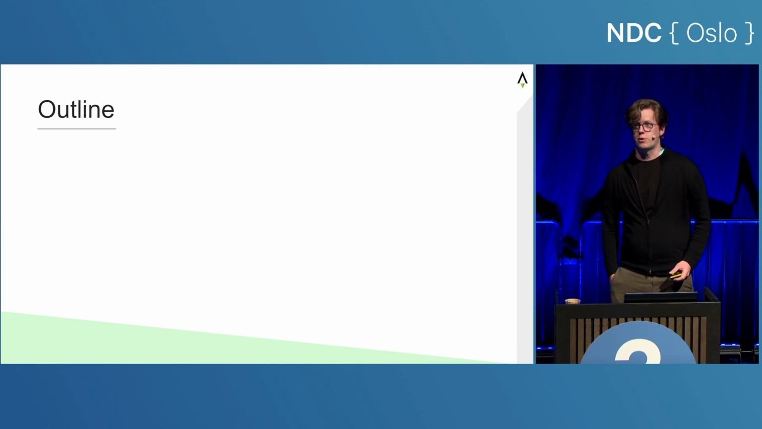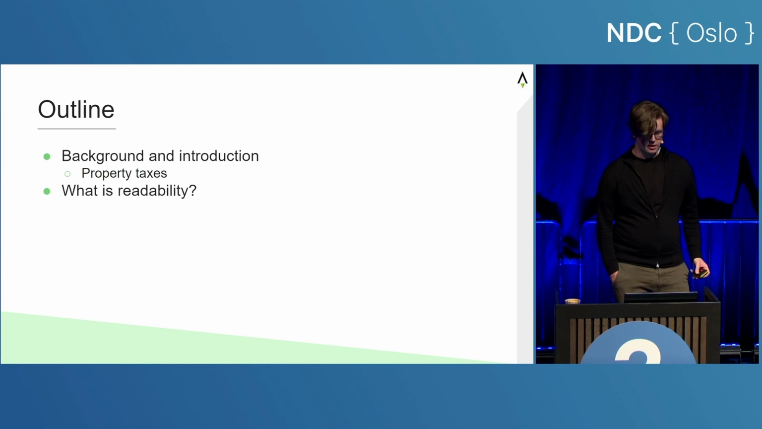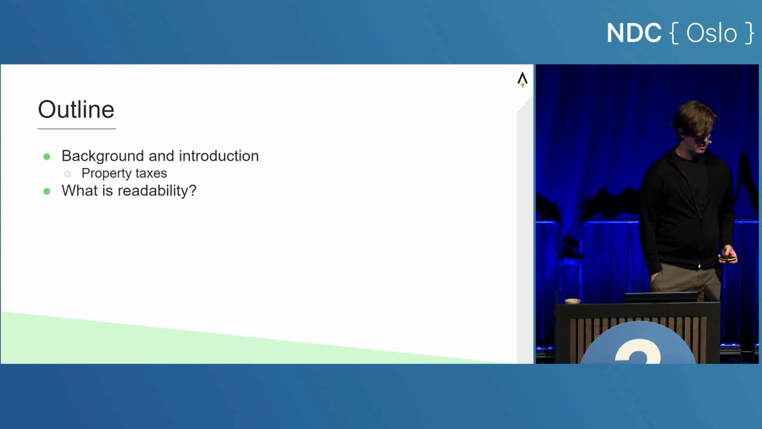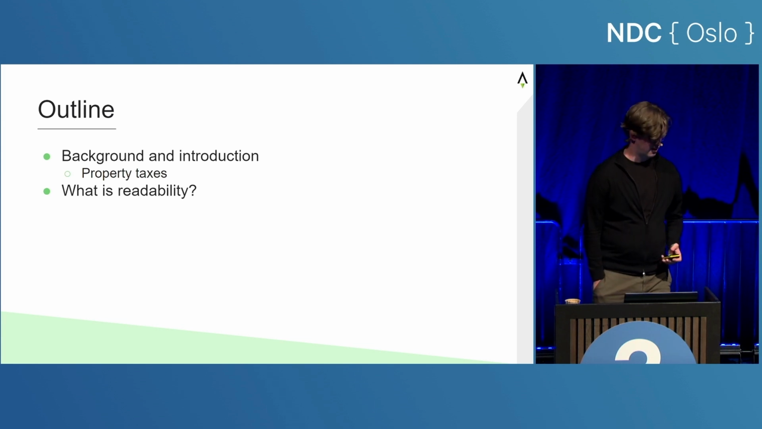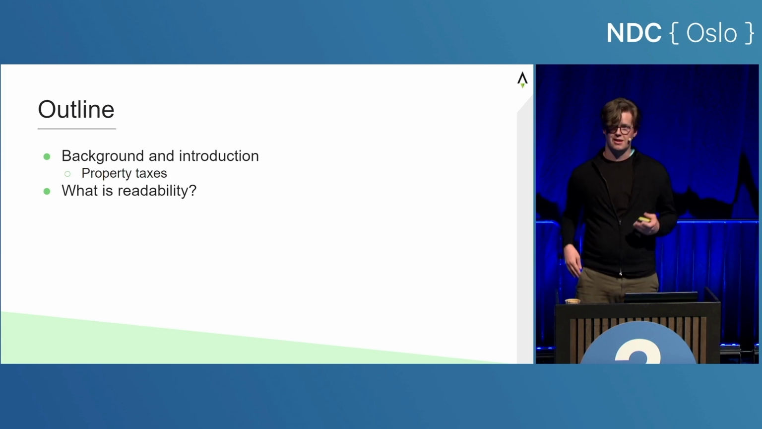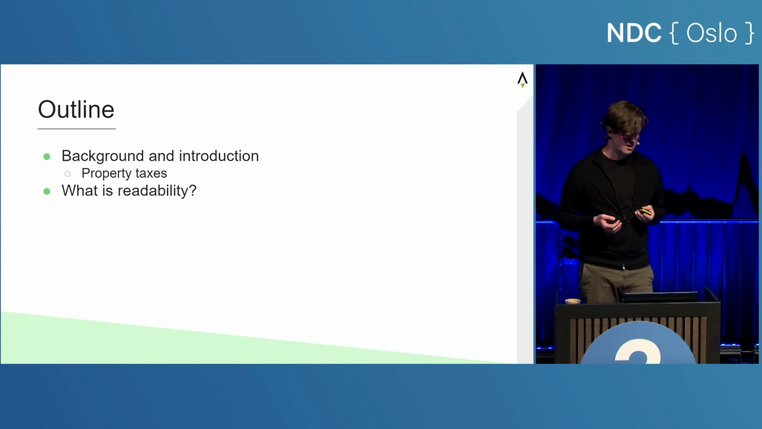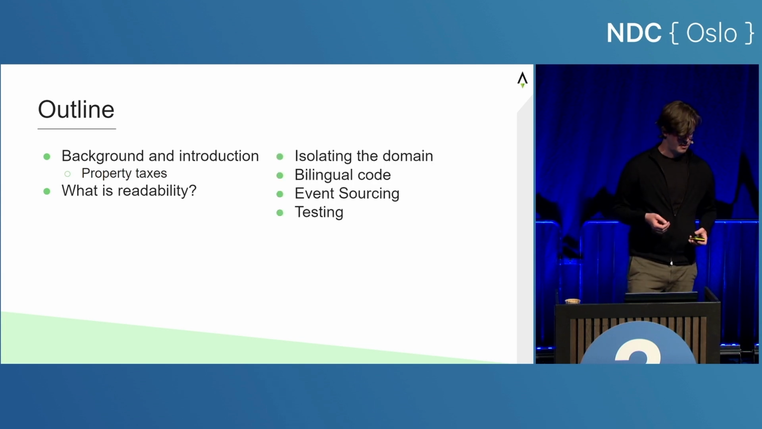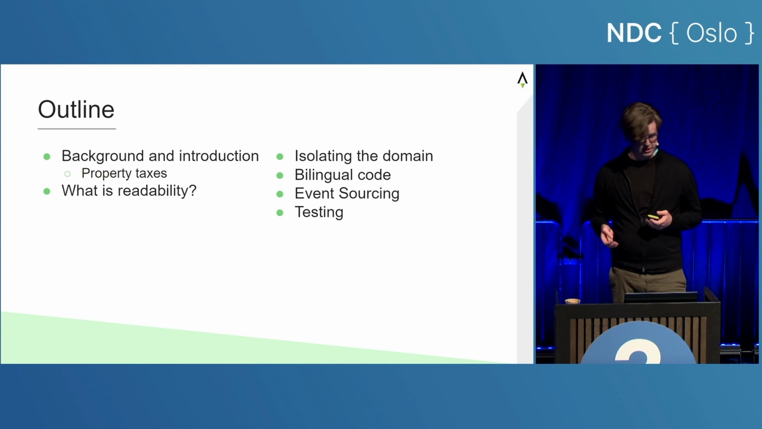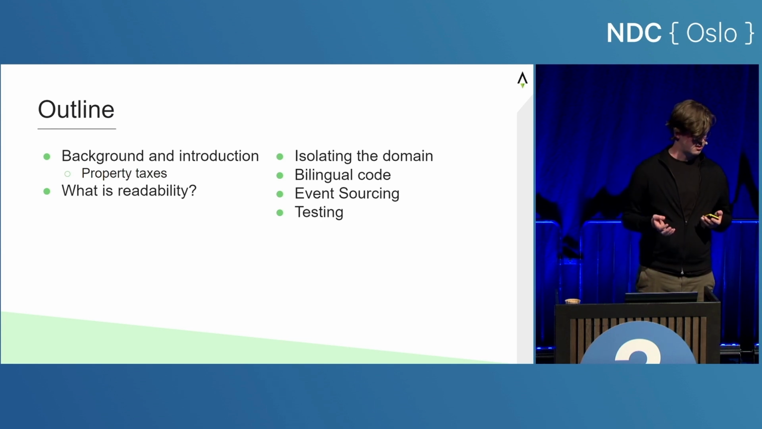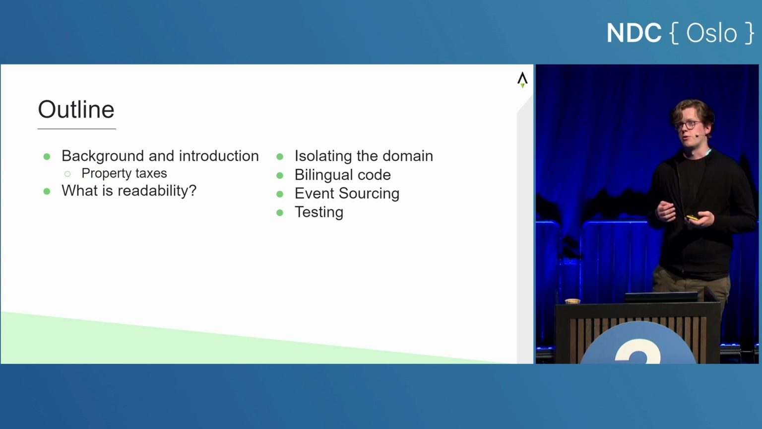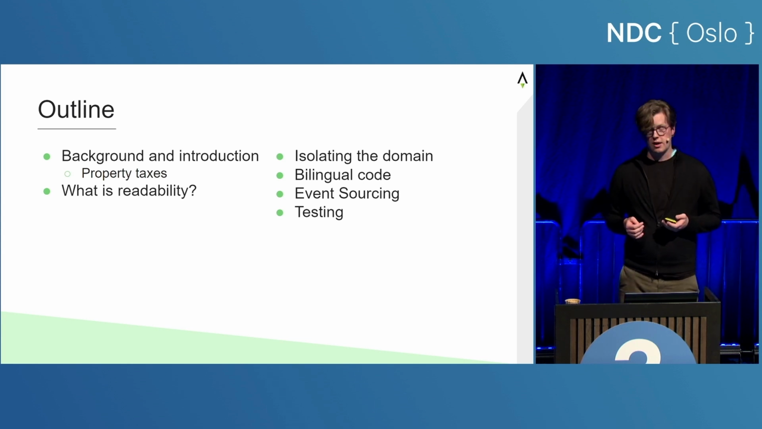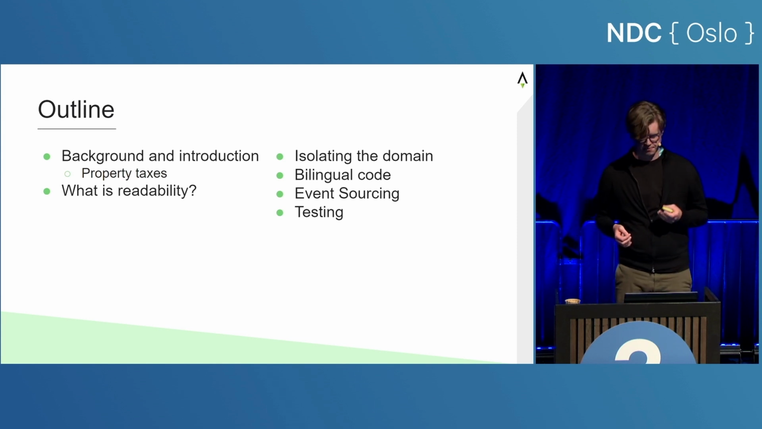Just a short outline of what we are going to do here today. I'm going to give you a little bit of background and introduction, mainly to property taxes, which is the domain that we are focused on, and let's talk a little bit about what is actually readability. Then we'll go into a few things that we have tried to do to increase the readability: isolating the domain, bilingual code, writing code in multiple languages, and a little bit of event sourcing, and then finish up with some testing, hopefully.